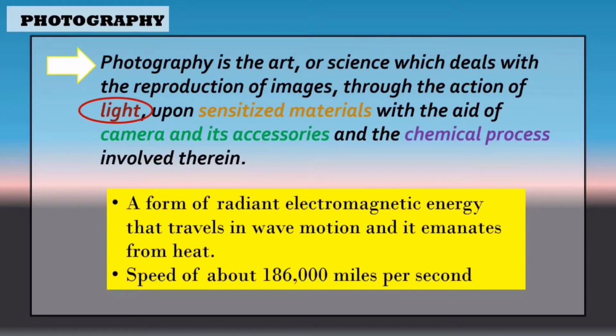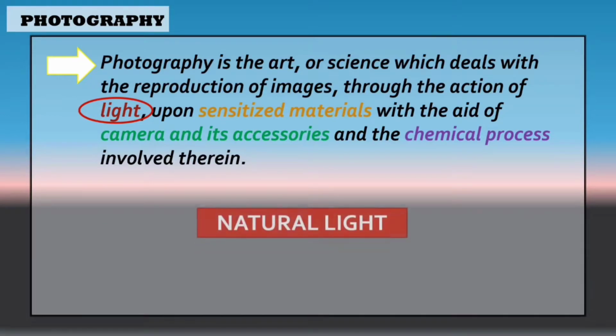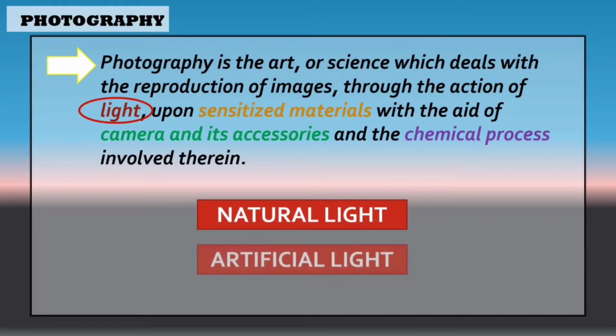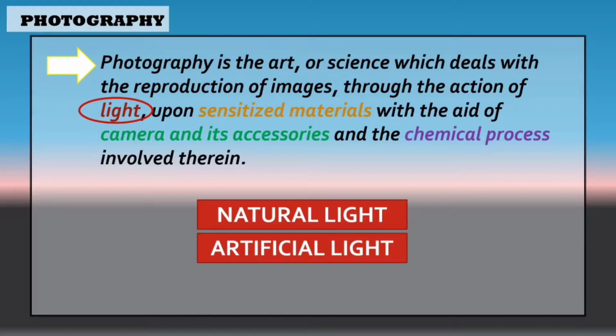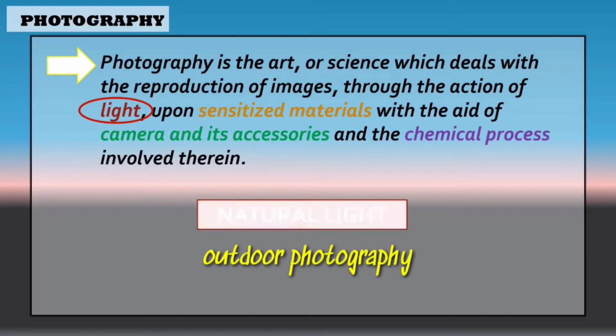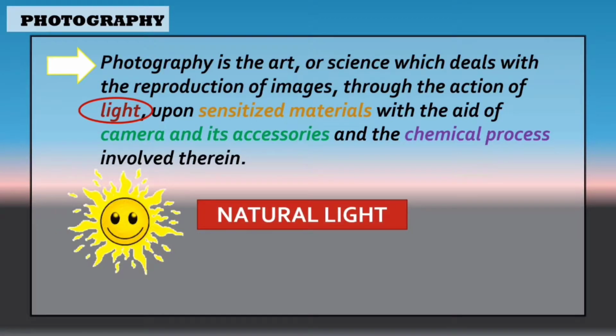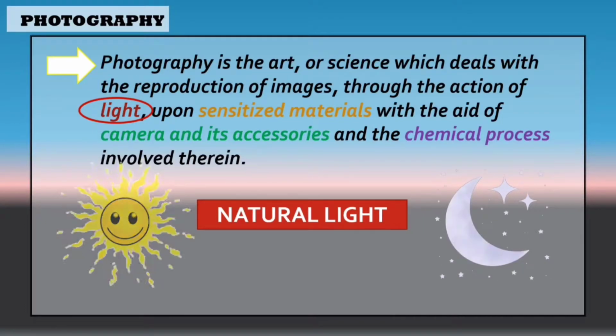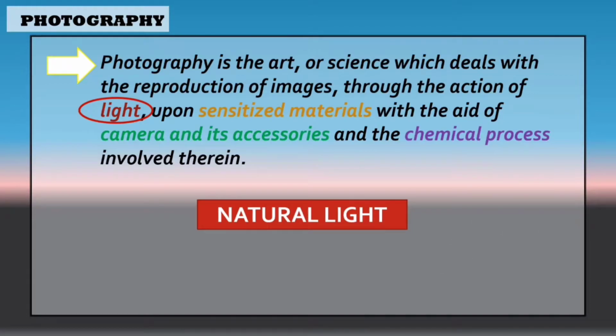In this field, light is one of the key factors in preparing a successful photograph or image, because if there's no light, there could be no photography. There are two sources of light: natural light and artificial light. Natural light is used in outdoor photography, light coming from the sun, moon, stars, and other heavenly bodies. This light came to exist without the intervention of man.